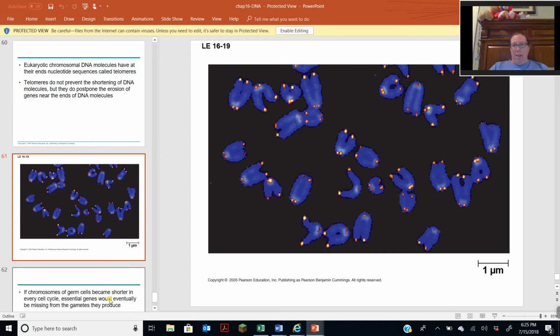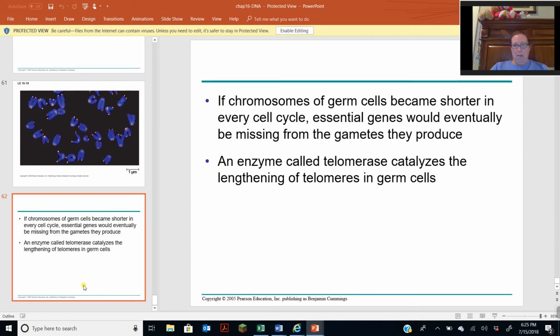So as we get to the end, those are the telomeres. You can see them there. They've been highlighted. There is an enzyme called telomerase that actually helps lengthen those telomeres in germ cells. So this is a big area of study. All right, so this takes care of chapter 16.